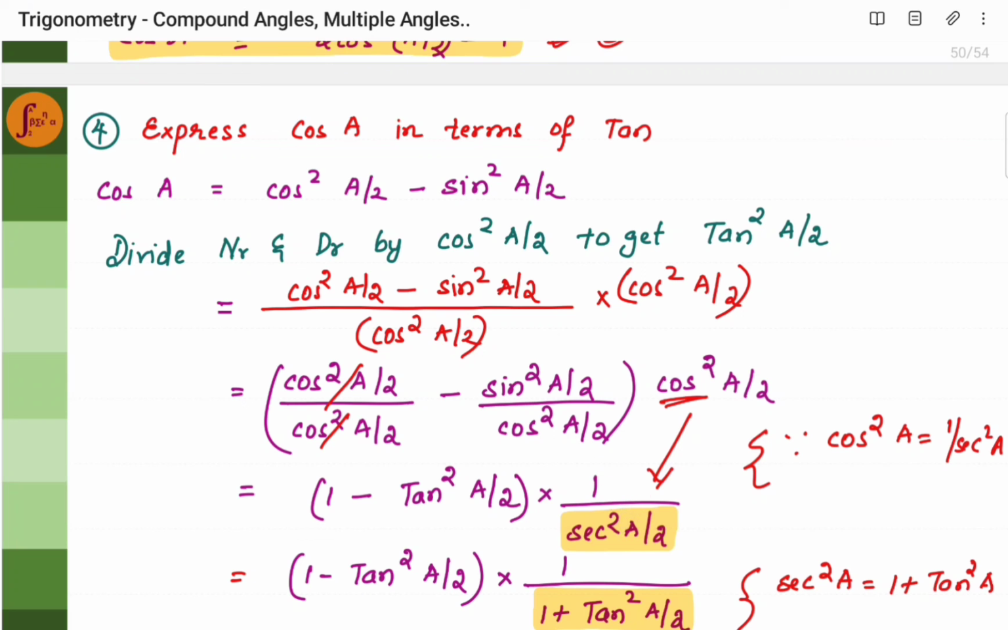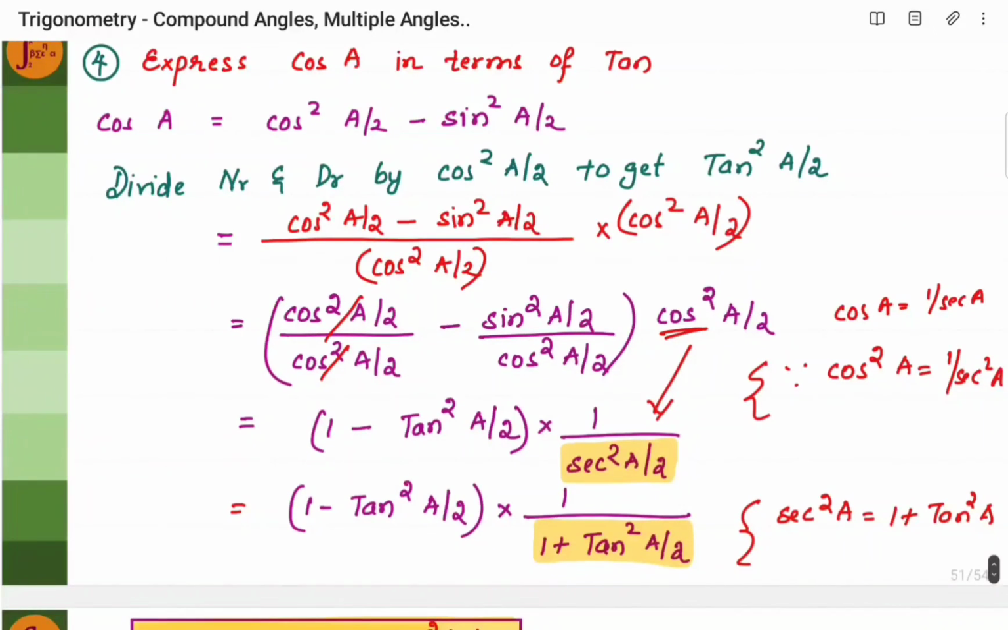I want to get rid of this. Why? Because I want the entire formula in terms of tan. I have to get rid of this. To get rid of this, the same formula will be used. Cos a is 1 by secant a. Correct? Cos a is 1 by secant a. Which means cos square a is 1 by secant square a. So instead of cos square a by 2, I'll put 1 by secant square a by 2.